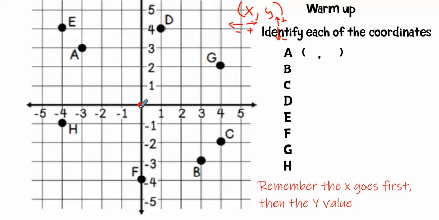So if you look at it, if I start here, I got to go to the left first. Remember, you're always going to go right, left first. So I go to the left. That's -3, comma, and then I have to go up 3. So that's -3, 3. All right, I want you to pause the video and go through and do each of those coordinates for me. Okay, pause the video.